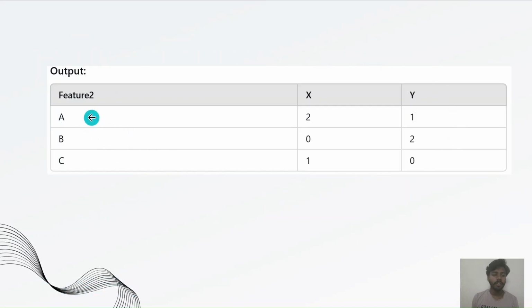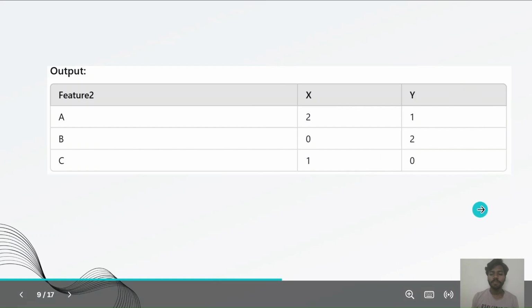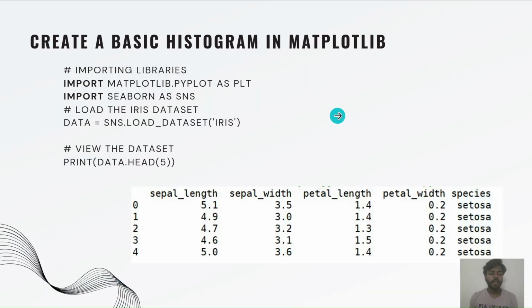So we get the contingency table like this. Here feature2 is X and Y, and feature1 is A, B, C, and A has count 2 in X and 1 in Y. And B has count 0 in X and 2 in Y, as you can see. And C has count 1 in X and 0 in Y. Now, after the contingency table, we will discuss how to create a basic histogram in matplotlib, right?